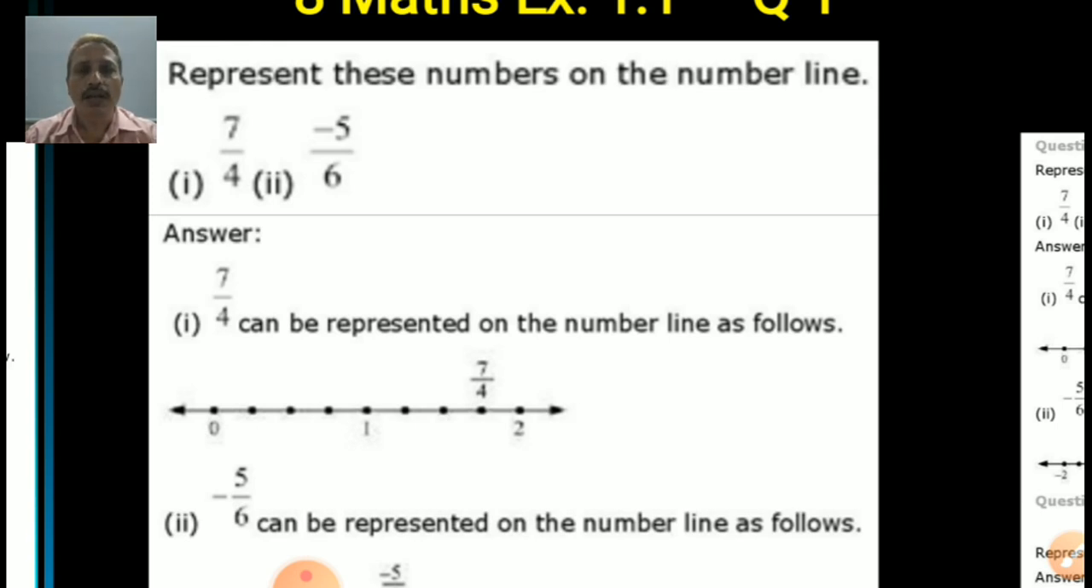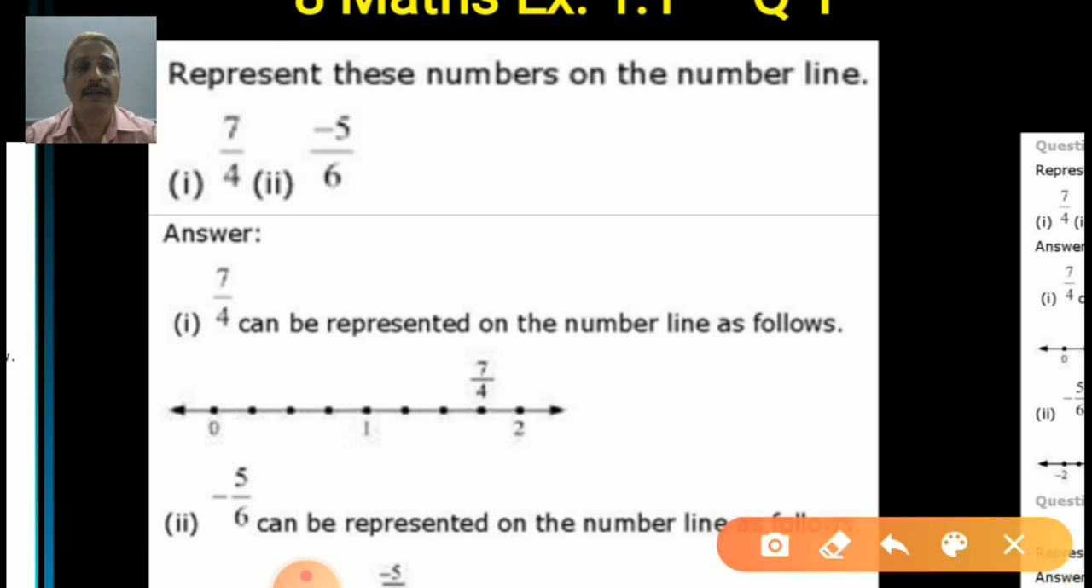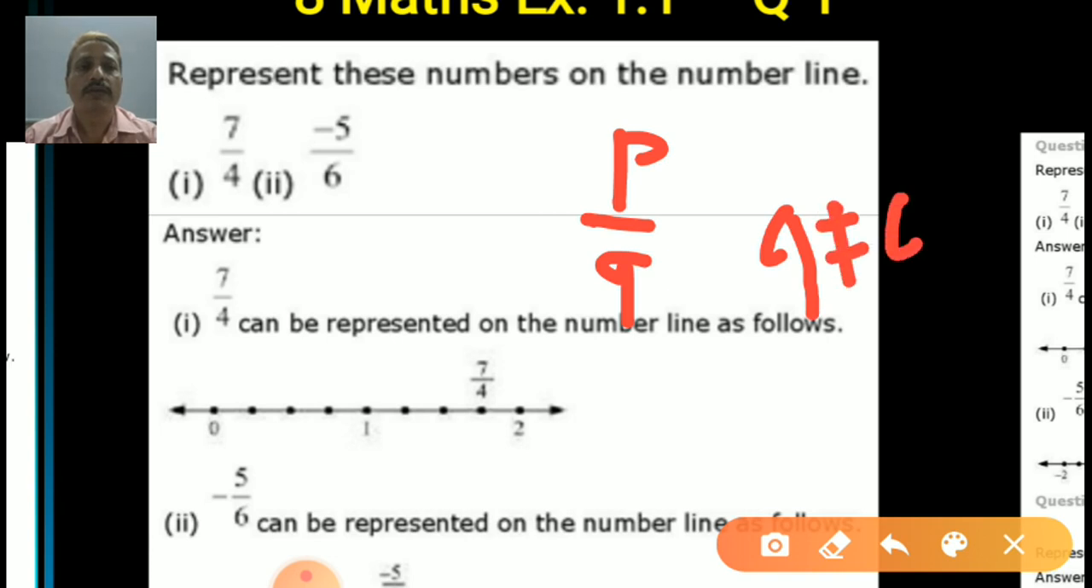But now in Standard 8, you have to represent not only numbers but rational numbers. And we know a rational number is in which form? P upon Q form, that means a numerator and a denominator, where, in the definition of a rational number, Q is never 0. That means Q is not 0. Then and only then it is a rational number. So here I repeated the definition of a rational number.